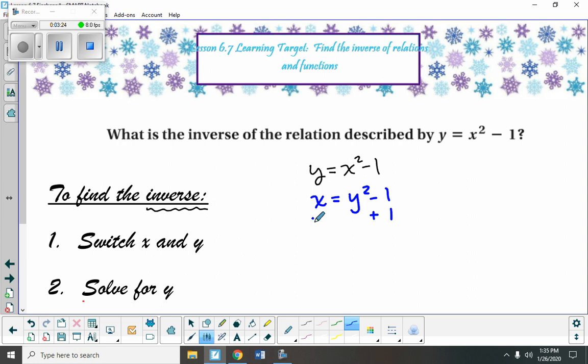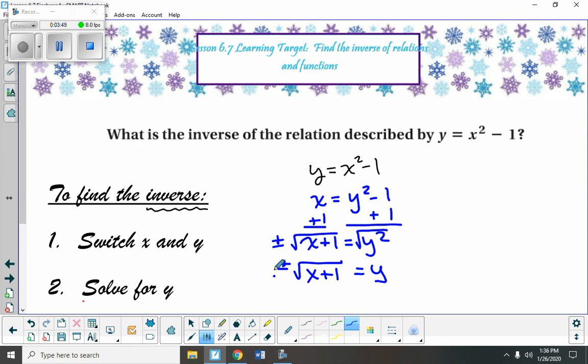So we'll add 1 to both sides. So you have x plus 1 equals y squared. Now to get y by itself, y is getting squared. The opposite of squaring is taking the square root. So you take the square root of both sides. And remember, whenever we do that, we have to write plus or minus on the other side. So y equals plus or minus the square root of x plus 1. This is the inverse of this function right here.